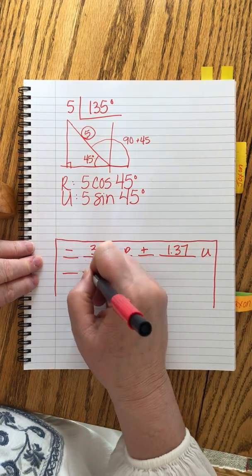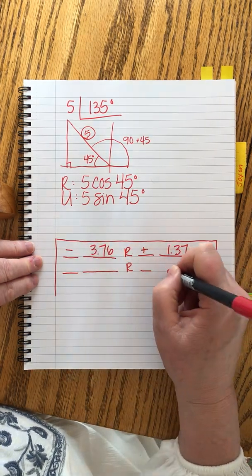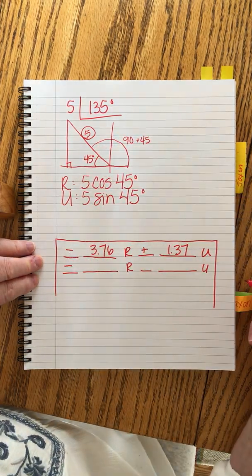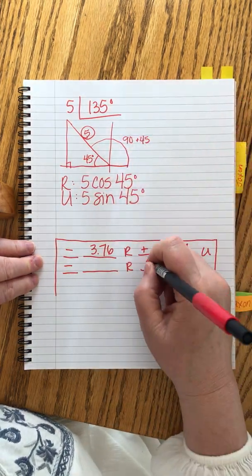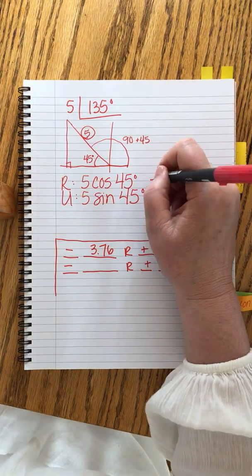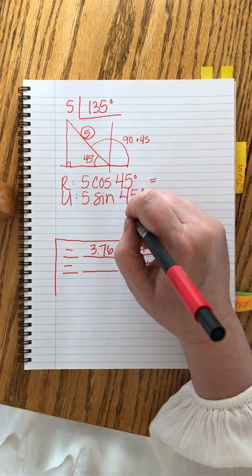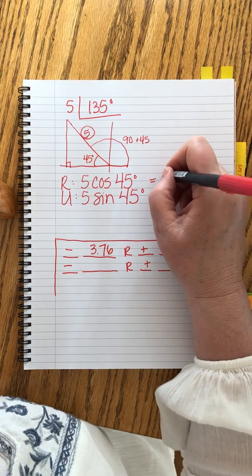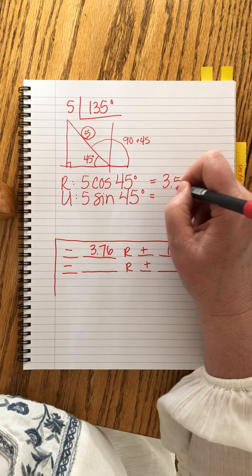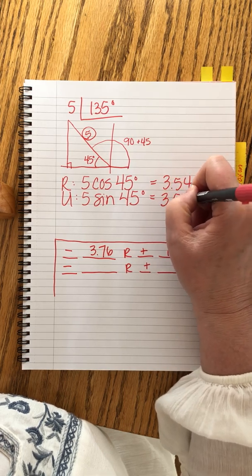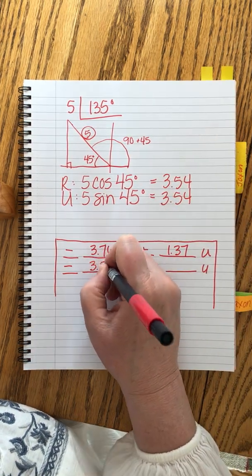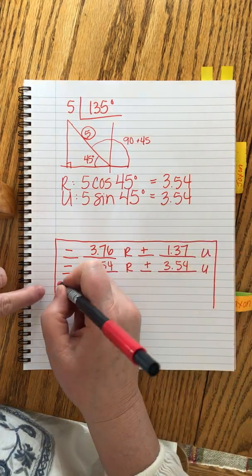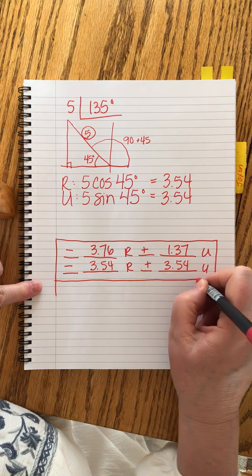Okay, now we're doing the second triangle. We see that our right value is again going to be negative and our up value is again going to be positive. Run these through the calculator and we get 3.54 for both. So I can copy that here. And now we're ready to add them.